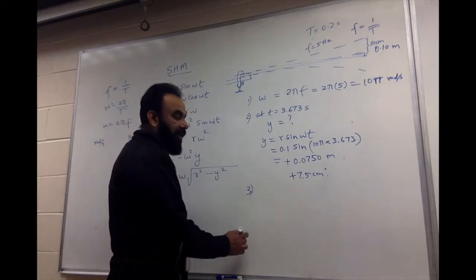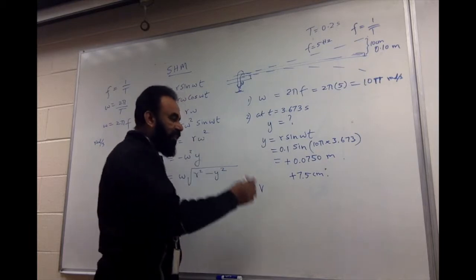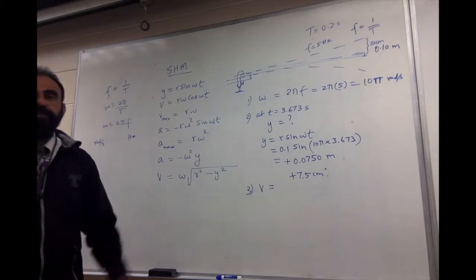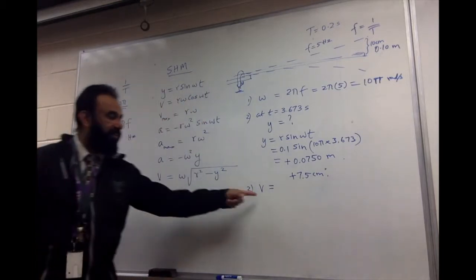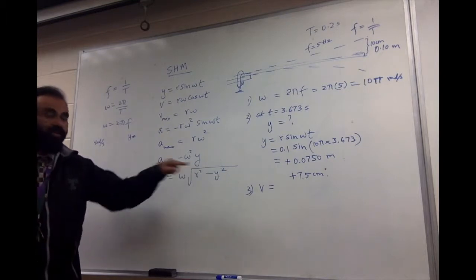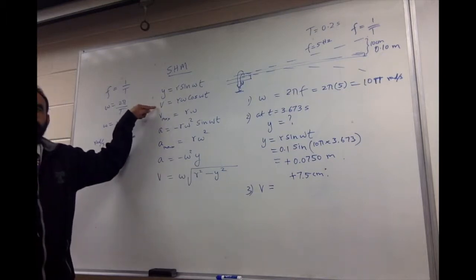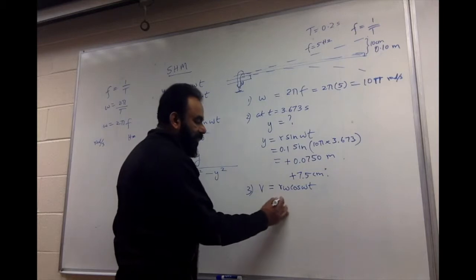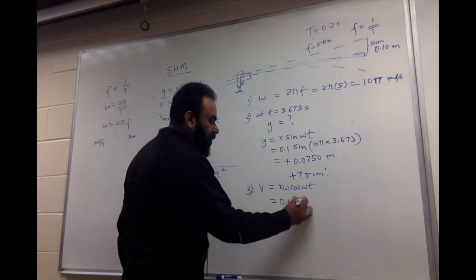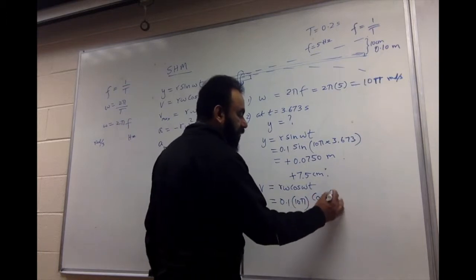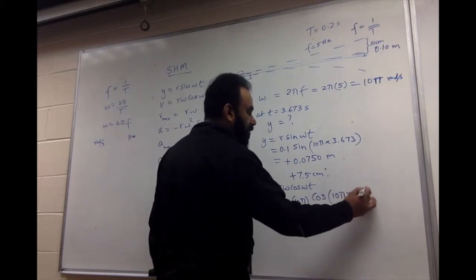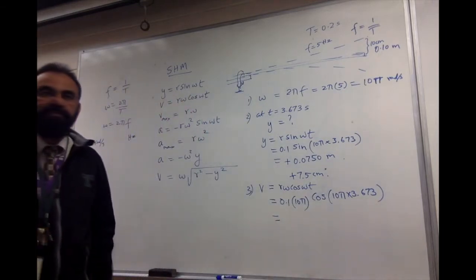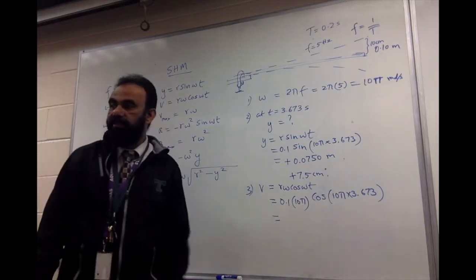How fast is it moving at that time? At the same time, how fast is it moving? So let's find that out. How fast is it moving at that particular position? You can find this by either this equation, because you already know the displaced position, or you can go back and use this. So it's r omega cosine omega t, because let's use the time itself. So it's 0.1 times 10 pi times cosine of 10 pi times 3.673 seconds, and you get that in meters per second, because we used everything in meters.